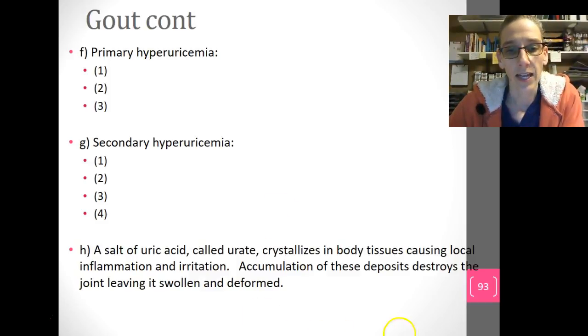So a salt of the uric acid called urate crystallizes in the body tissues, causing local inflammation and irritation. And accumulation of these deposits destroy the joint, leaving it swollen and deformed. It can also lead to renal stones.